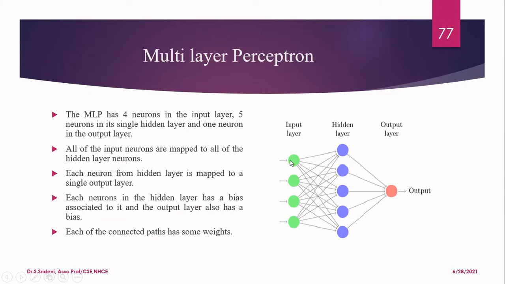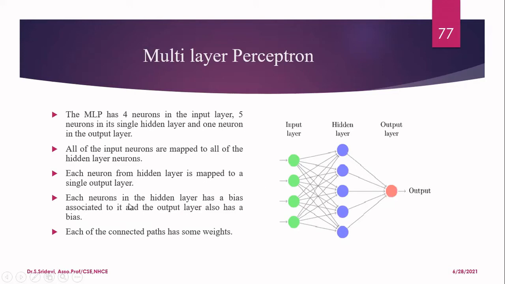Now, whenever you are going for this network, all the input neurons will be mapped to all of the hidden layer neurons. That means from every input neuron, you are going to connect to every neuron in the hidden layer. So here I have 4 neurons in the input layer. All the 4 neurons will be connected to each of the 5 neurons in the hidden layer. And then each neuron from the hidden layer will be mapped to the single output layer according to this particular diagram. So you can see from every neuron in the hidden layer, there is a connection to the output layer neuron.